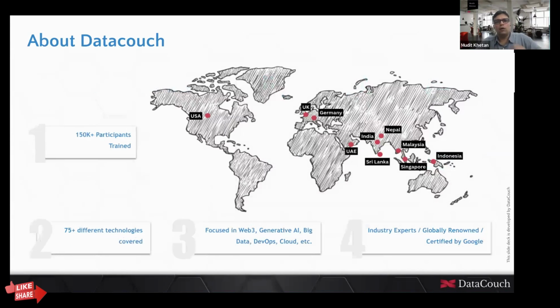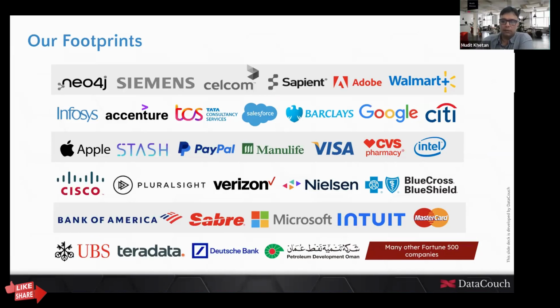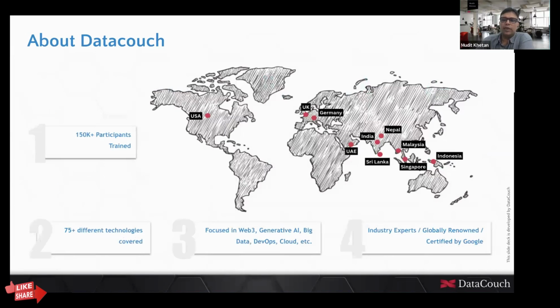Now, talking about the footprints, as you can see, almost on every continent we have delivered trainings, and we are presently headquartered in India. We have offices in Malaysia as well as Canada. And as you can see, our footprints are truly global. And this is because of the highly skilled instructors who are flexible to give training across any timeline.